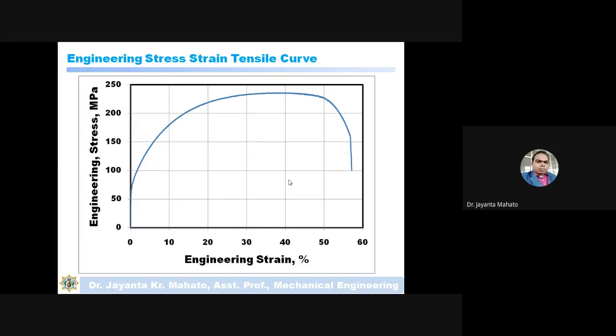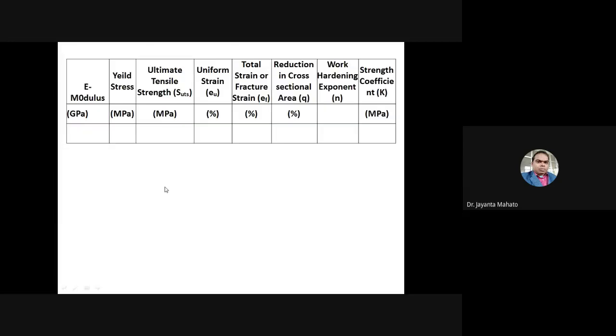From this engineering stress strain curve, you have to calculate different tensile properties. So different tensile properties means these properties, like E modulus. E modulus is nothing but Young's modulus. So how can you calculate E modulus from a tensile test? The unit of E modulus is GPa, gigapascal.